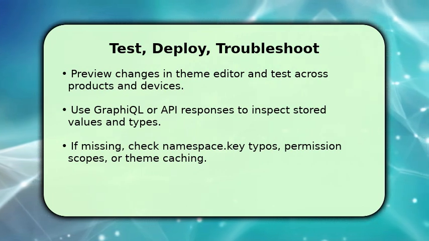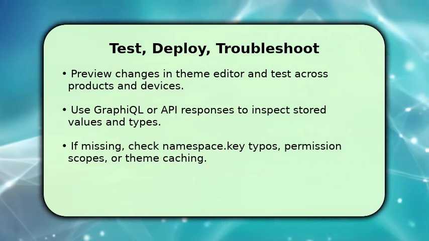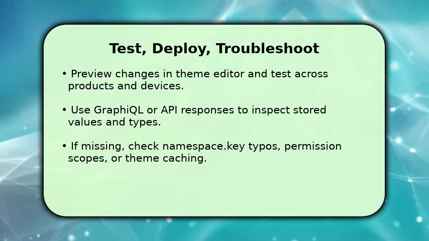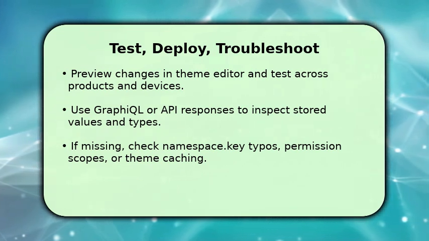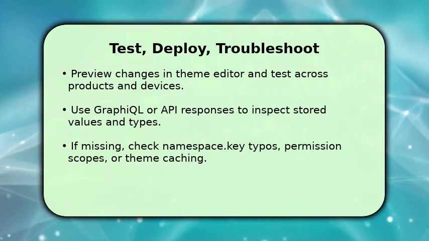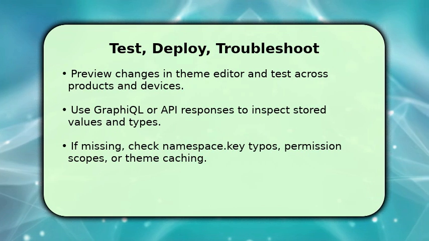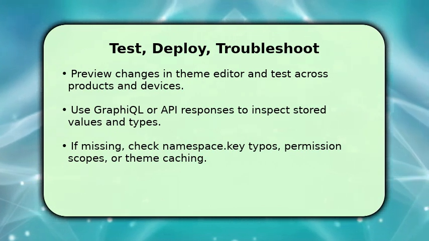If something goes wrong, first check for typos in namespace.key. Confirm app or API scopes include write/read metafields, and inspect theme Liquid for matching keys. That simple check fixes most issues.